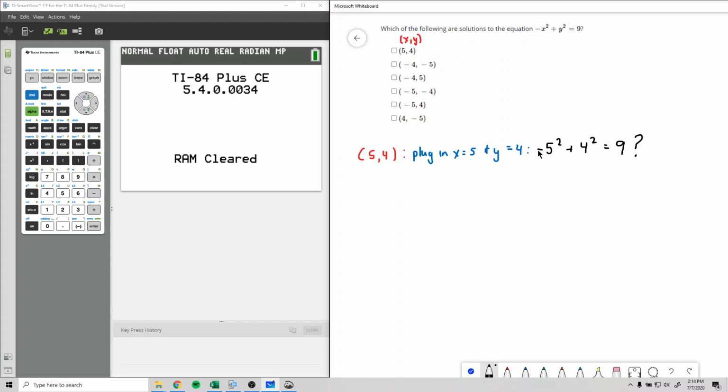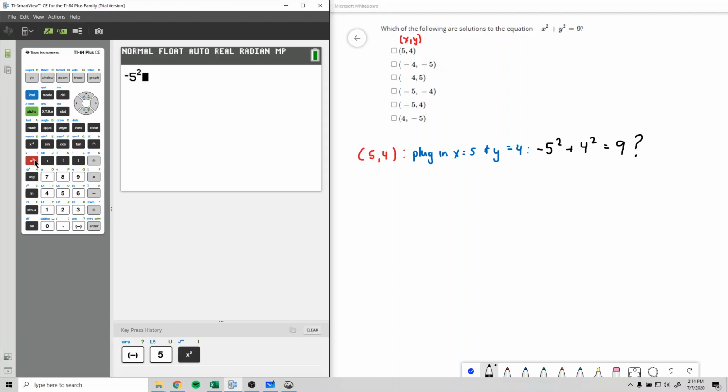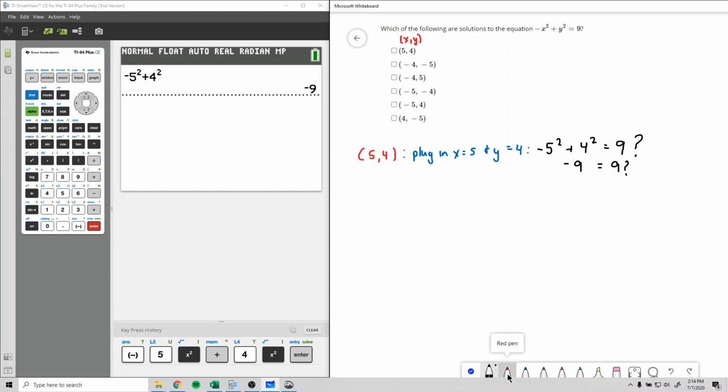This is a good question to bring up some things about the calculator, and hopefully just a reminder. When the parentheses is outside like this, when you type it in your calculator, you want to make sure you leave it like that. So I got this negative sign, 5 squared plus 4 squared. Now you just press enter. Does it equal 9? Well, what we got in the calculator is negative 9. And negative 9 is not 9, so this is a no. We will not select 5 comma 4 as one of our answers.